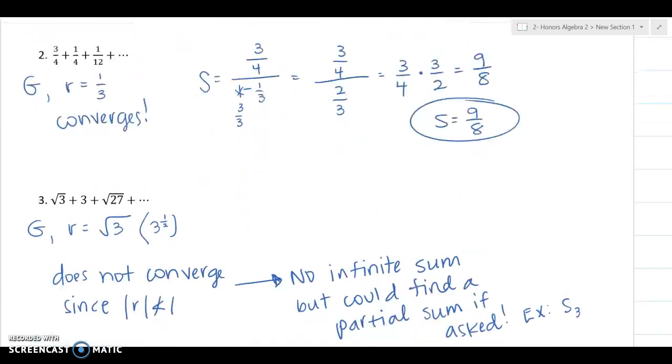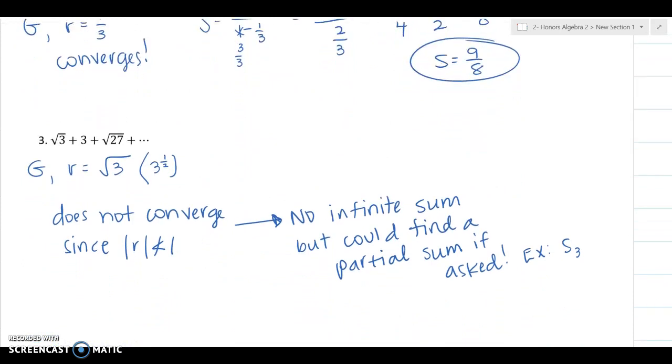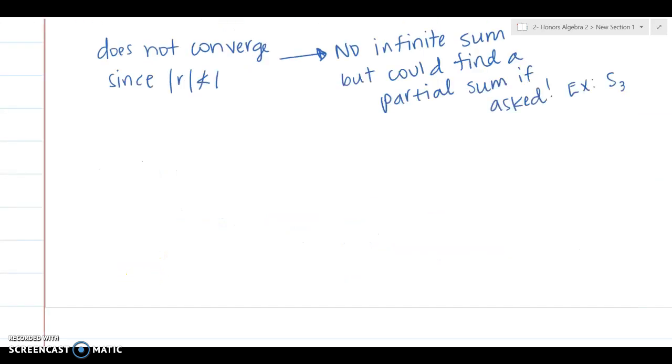Lastly, if you look at number 3, we find that it is geometric. It has a ratio of the square root of 3, which in rational form is 3 to the 1/2 power. This does not converge, meaning there is no infinite sum since the absolute value of r is not less than 1. But you could find a partial sum if you were asked. So if I asked you to find the sum of the first 3 numbers of the series, we could find that. But there is no infinite sum for this series because that r value does not satisfy being less than 1. So that's it for notes today.